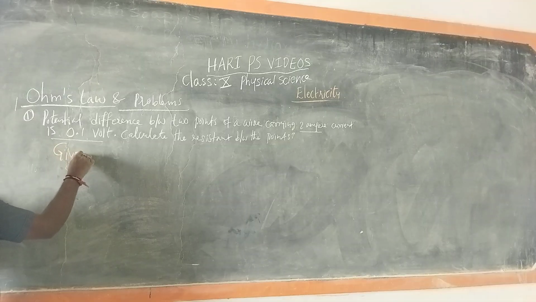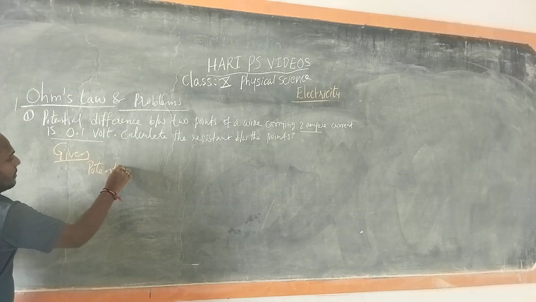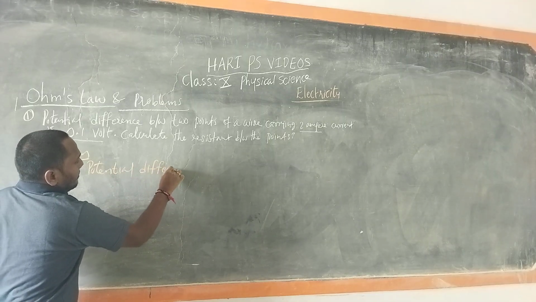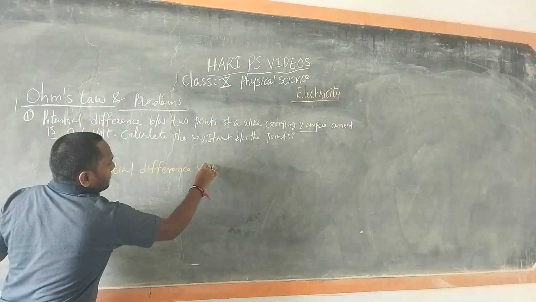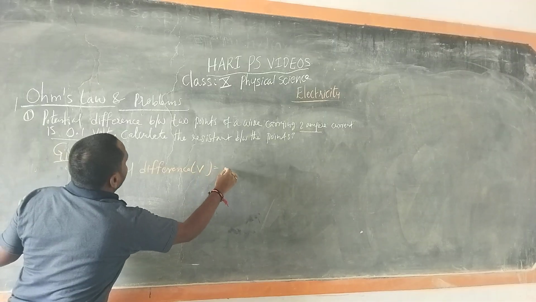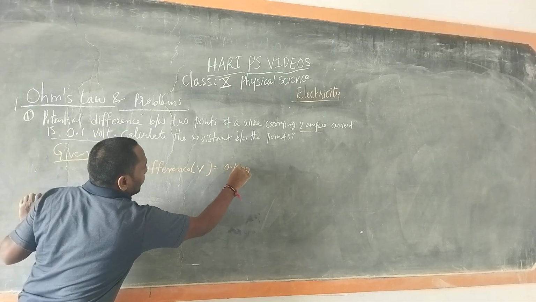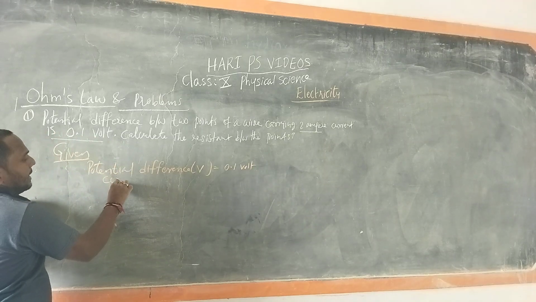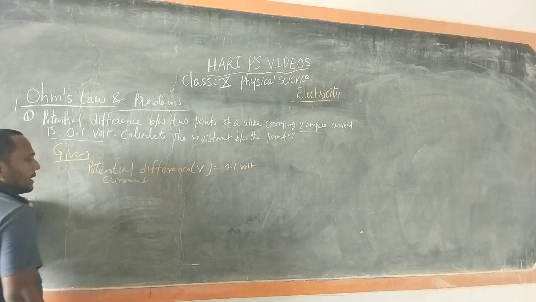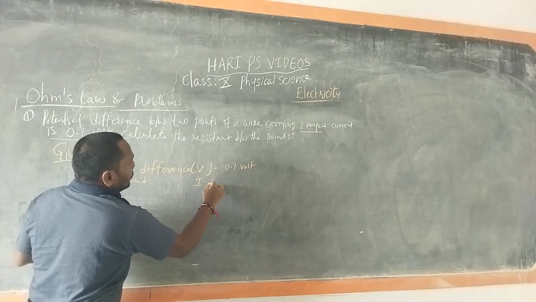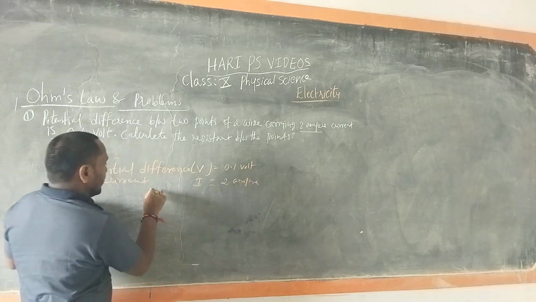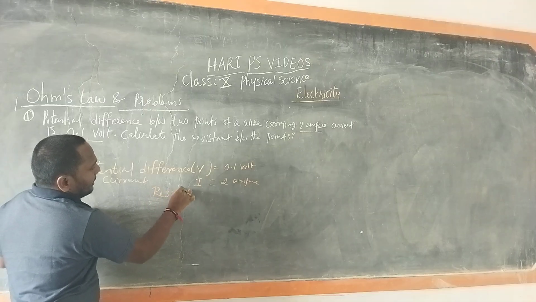What are the given values? Potential difference V is equal to 0.1 volt. Then current carried, so current I is equal to 2 amperes. What do we need to find in this problem? Resistance.